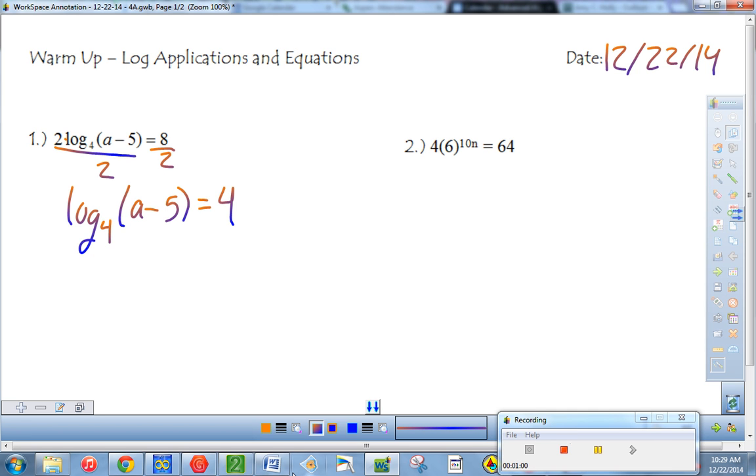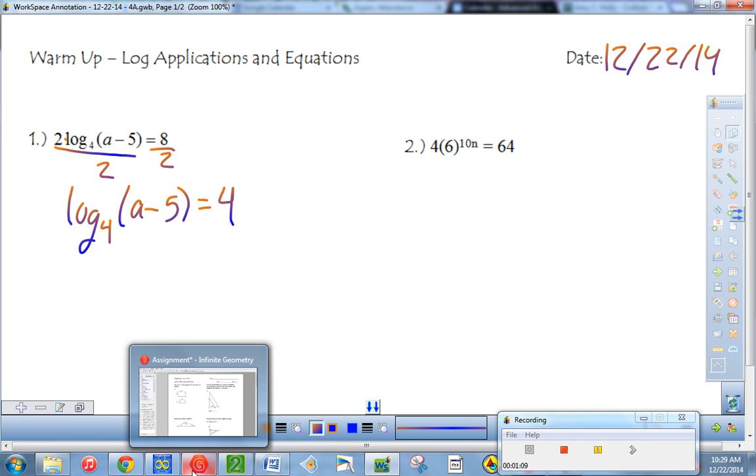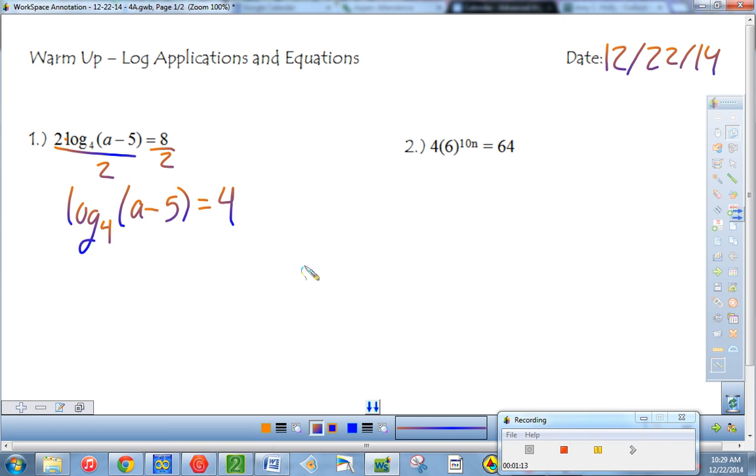You can't distribute a log. Remember, a log is a function. So you're inputting this guy and outputting this guy. We can't. That's trapped inside the log also.